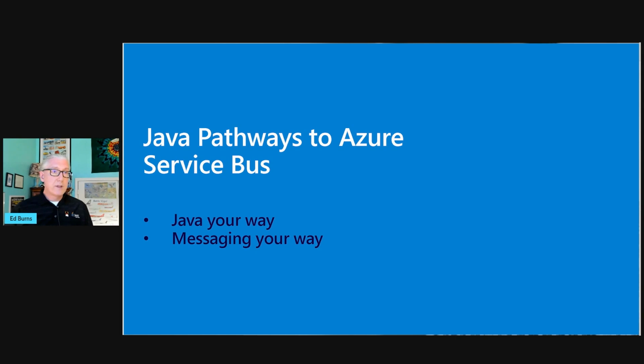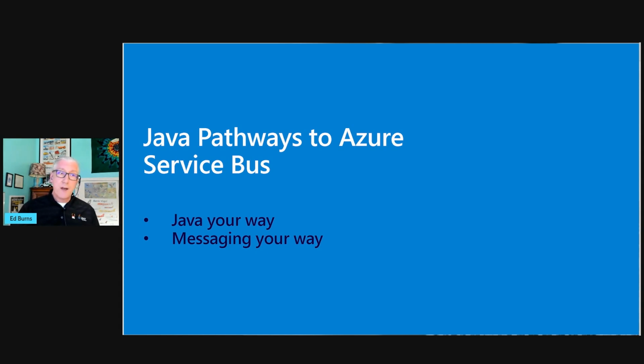Let's talk about the Java pathways to Azure Service Bus. The message we've been telling and we're continuing to tell is that Azure gives you Java your way. That's important because if we tried to give you Java our way, it would look way different than what you're already doing. So in the cloud, we recognize that we need to meet customers where they are, and that's especially important to modernization.